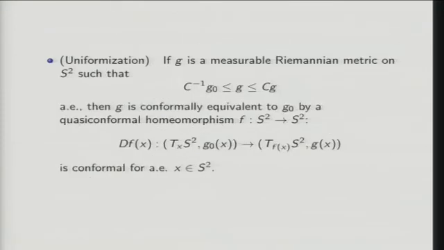Now finally, there's uniformization. Suppose you have a measurable Riemannian metric on the two-sphere which is bounded, meaning that there's some fixed constant c such that the metric is less than c times g0 and bigger than 1 over c times g0, where g0 is the standard metric on the two-sphere. Then such a metric is conformally equivalent to the standard metric. This sounds like just the classical uniformization theorem. The difference is that the conformal equivalence is coming from a quasiconformal homeomorphism, whereas in the classical case, you'd have a smooth Riemannian metric, and the conformal equivalence would be a diffeomorphism.